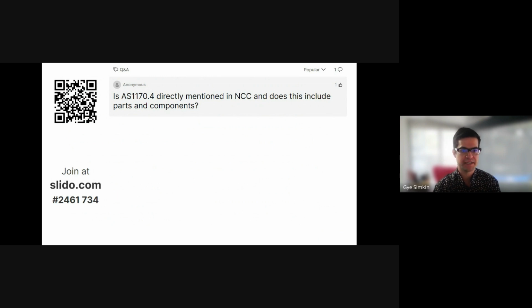So just repeating that message. Yes, the Australian Earthquake Standard is mentioned in the NCC. For the commercial buildings, it's mentioned in that Volume 1. So that is a means of compliance, that standard. And I believe it mentions that standard just as a whole, so it doesn't specifically mention the parts and components. That's something that our team can check and confirm afterwards. But the fact that it mentions the standard means that parts and components is a means of compliance there.